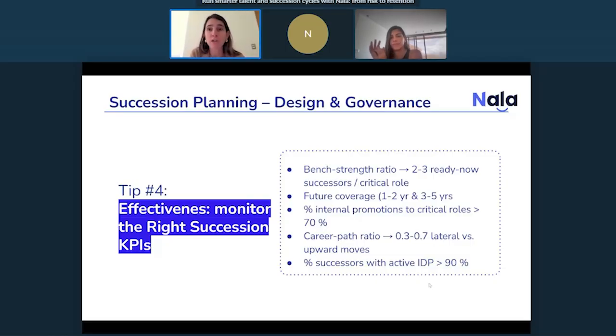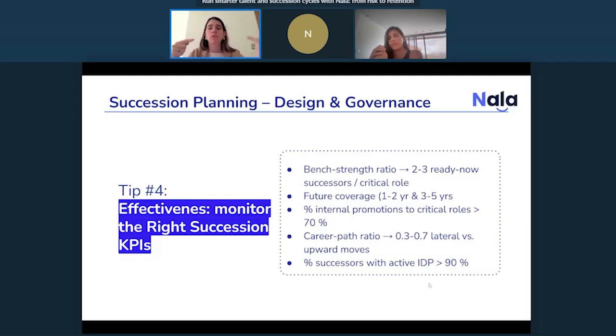Number 4 would be career path ratio. It's basically how you compare lateral movement versus upward mobility. And of course, it varies on the culture. Again, these are just KPIs or concepts that I want you guys to reflect on.